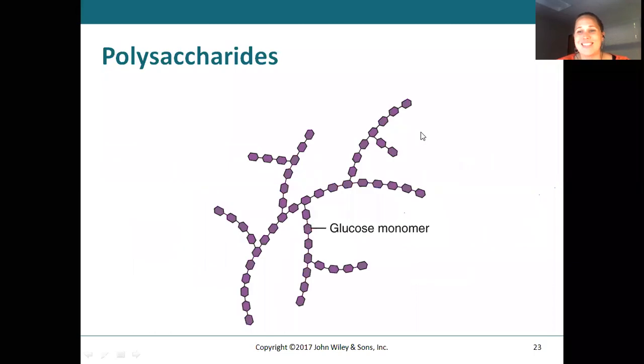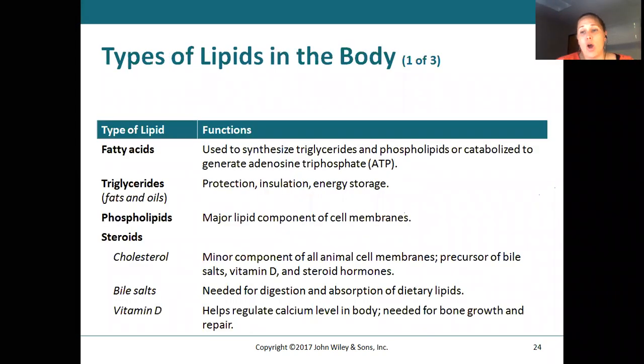Okay, polysaccharides, long chains. Here you can see an example of a glucose monomer within that large, extended chain of polysaccharides. And there are many, many glycosidic bonds. Glycosidic bonds are the bonds that form between these sugars to create these polysaccharides. Okay, so we started by talking about sugars or carbohydrates.